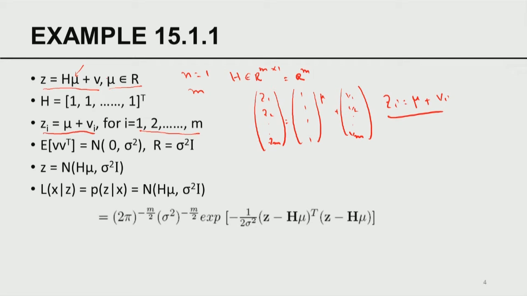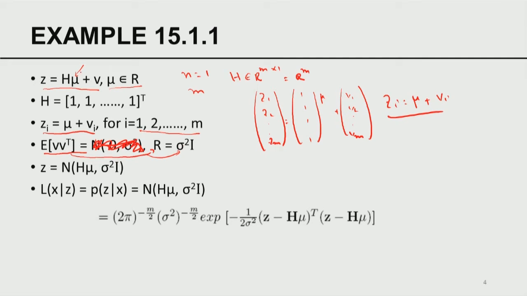I am going to assume my v is such that, I think that is, this is not right. This is equal to r, equal to this. So we go from here to here to here. The covariance of v is equal to r, which is equal to sigma square I.